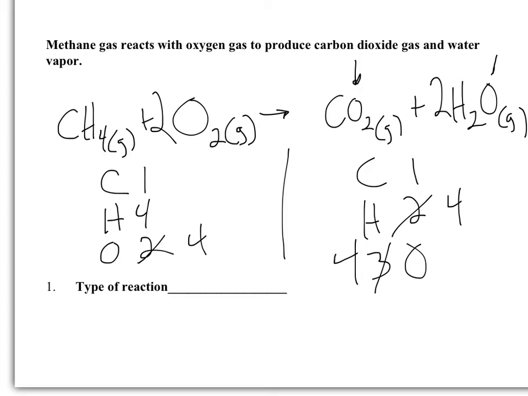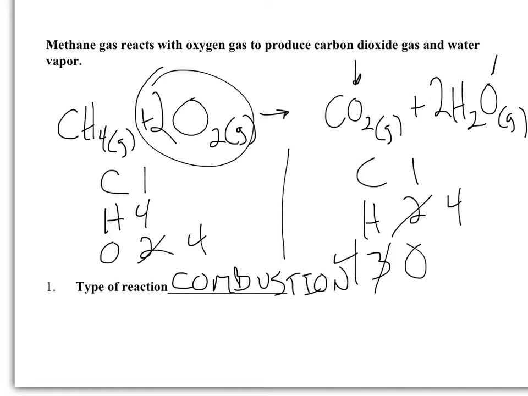Now we're balanced. The type of reaction: you have oxygen here as one of the reactants, so that indicates it's a combustion reaction. Combustion reactions can sometimes also be synthesis reactions, but in this case we have 2 products. Anytime there are 2 products, it's not a synthesis reaction. So it's combustion but not synthesis.